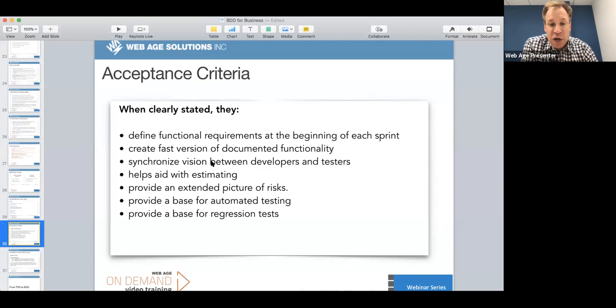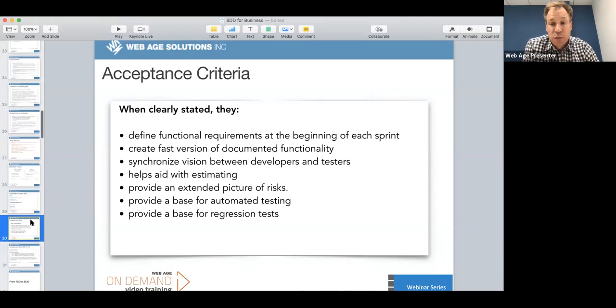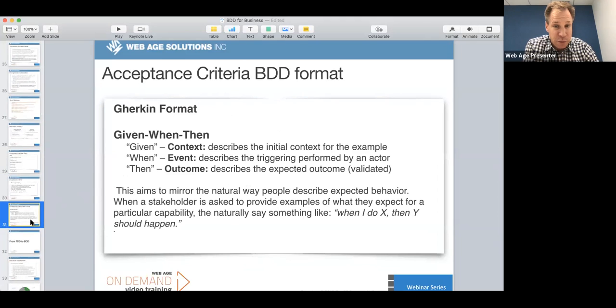This piece in the middle here, this synchronize the vision between the developers and the testers, is really important, because a lot of times we get better about helping the developers understand what the stories are. They synchronize the vision between product owner and developer. And then when we hand the story off to the tester at the end of a sprint to test, their vision is sometimes different because it's not synchronized across. So appropriate acceptance criteria definitely helps synchronize the vision across the developers and testers. So this is a great little cheat sheet to have.